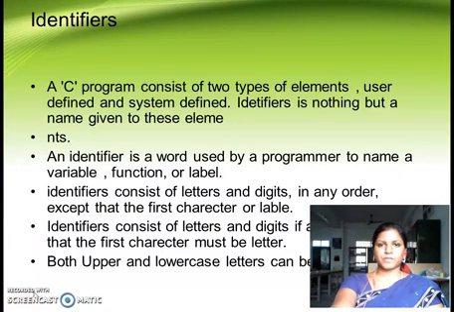A C program consists of 2 types of elements, user-defined and system-defined. An identifier is a name given to such an element. An identifier is a word used by a programmer to name a variable, function, or label. An identifier consists of letters and digits in any order, except that the first character must be a letter. These are the rules for identifiers. Both upper and lower case letters can be used here.